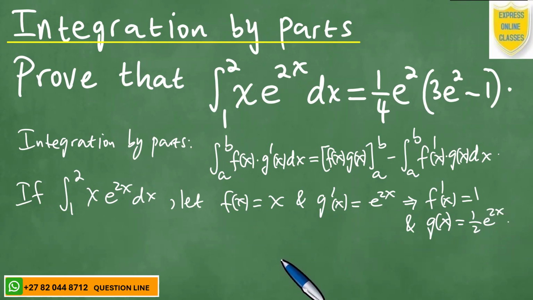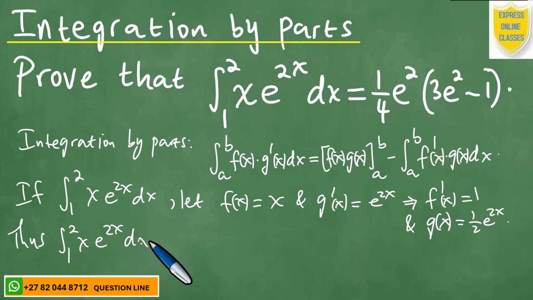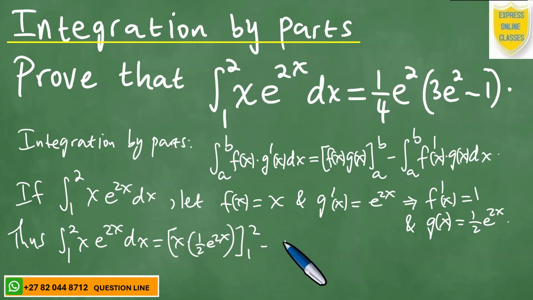As a consequence, we have the tools we need so that we can say, whenever we have the integral from 1 to 2 of x e to the power 2x dx, it is f times g, which is x times 1/2 e to the power 2x, in parentheses this way, integrated from 1 to 2, minus the integral from 1 to 2 of f' which is 1, and then g(x) which is 1/2 e to the power 2x dx. So we have exactly this result here.